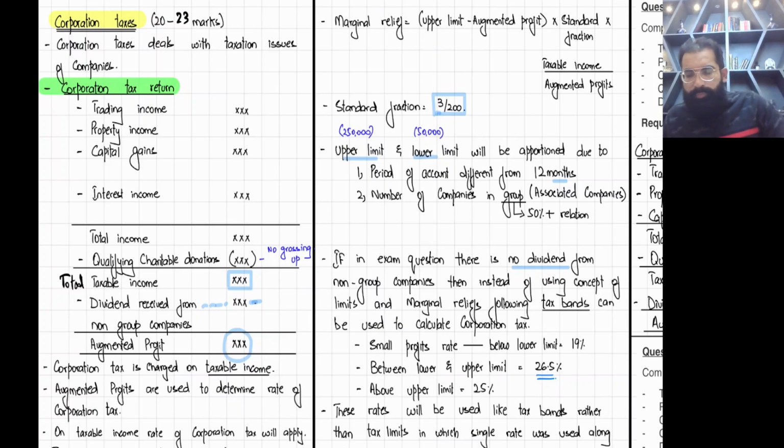Now two profits are very important. See the format. Number one is total taxable income. Total taxable income, or total taxable profits, are the profits on which we directly apply the tax rate. But how do we decide the tax rate? That is augmented profits. Through augmented profits, we decide the tax rate. So I repeat: on total taxable income you directly apply the tax rate, and through augmented profits you determine that tax rate. This is the key.